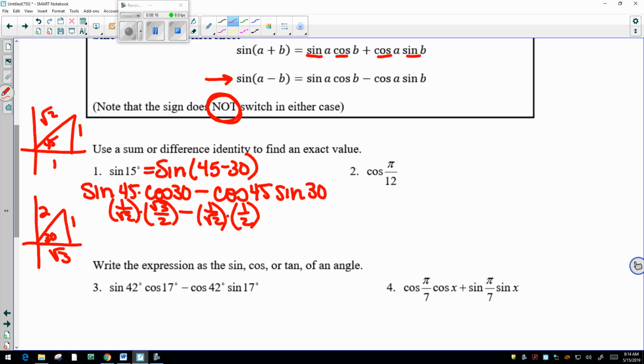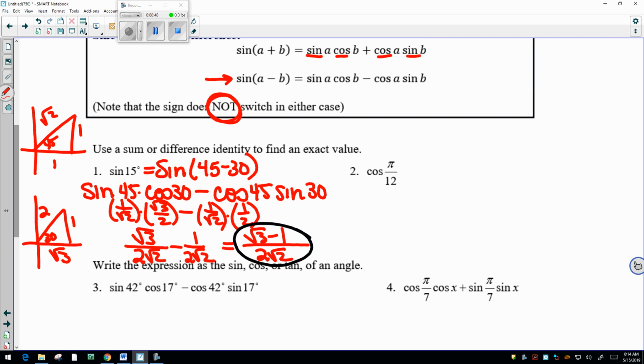Okay, so we have to simplify. Multiplying fractions, tops with tops, bottoms with bottoms. So I get square root of 3 over 2 radical 2. And I subtract out 1 over 2 radical 2. Now, I'm subtracting fractions. They have a common denominator. We can combine this into 1, and we just get the quantity square root of 3 minus 1 over our common denominator, 2 radical 2. So this is your final answer. And we evaluated sine of 15 without a calculator and not needing a fancy triangle.